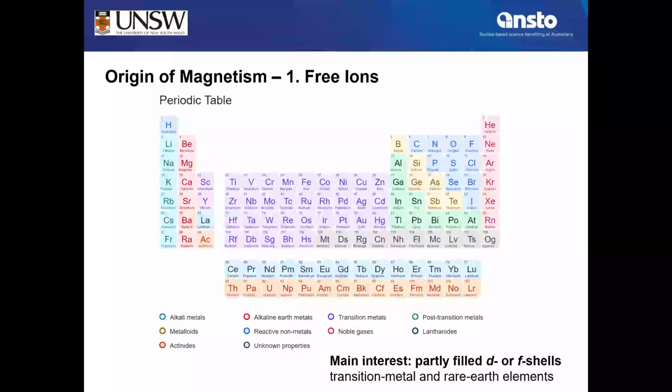We are looking here mainly at transition metal oxides or rare earth elements with partly filled D or F shells, namely here from titanium to copper or praseodymium to terbium. For example, copper in metal structure is non-magnetic. However, if we remove an electron or two, we can actually have a magnetic moment. So that's for the free ions.